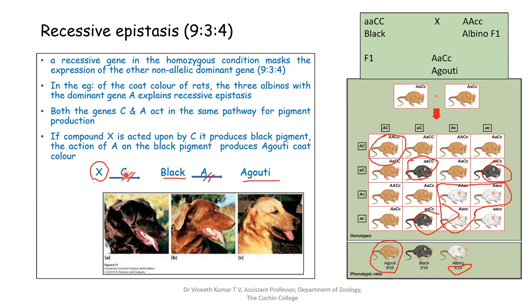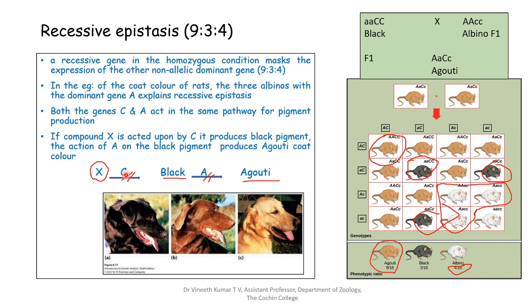So this is an inhibition which happens in a step which is higher in the sequence than the normal reaction. Even though the A gene is present in the dominant condition, it does not have the substrate, because the substrate has to be produced by the C gene.